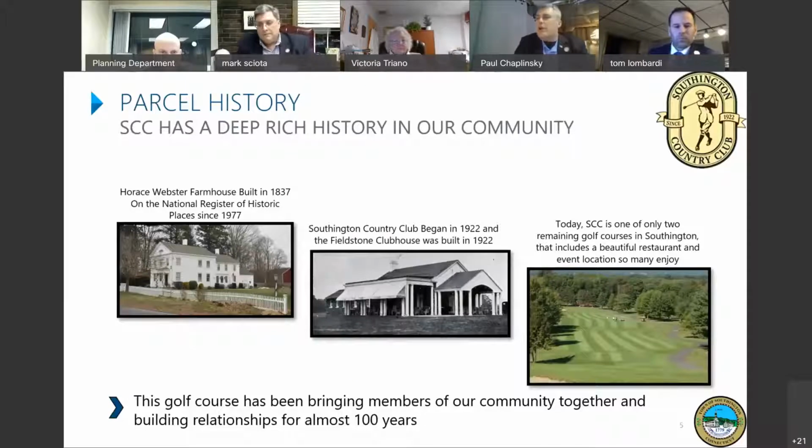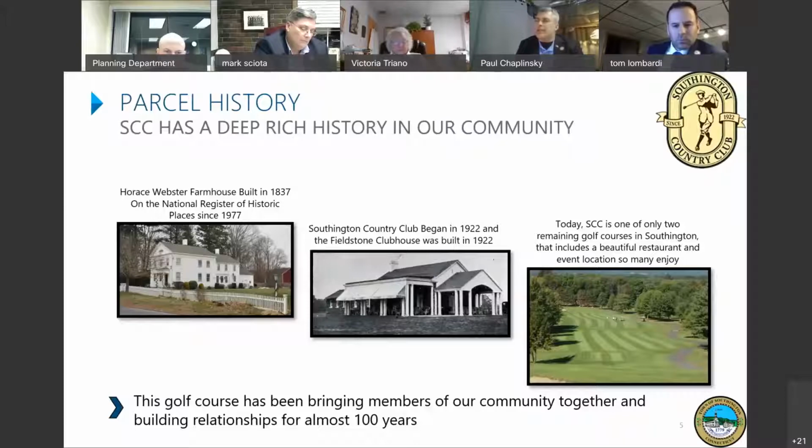The first thing I wanted to talk about was the history of this parcel. I'd mentioned that it was a farm. The Horace Webster farmhouse, which still exists today on South End Road, adjacent to the golf course, was part of the entire farm. So that was the farmstead. The Webster family not only owned this building, there was another building close by which was demolished on the same parcel, but also the entire golf course was farmland.